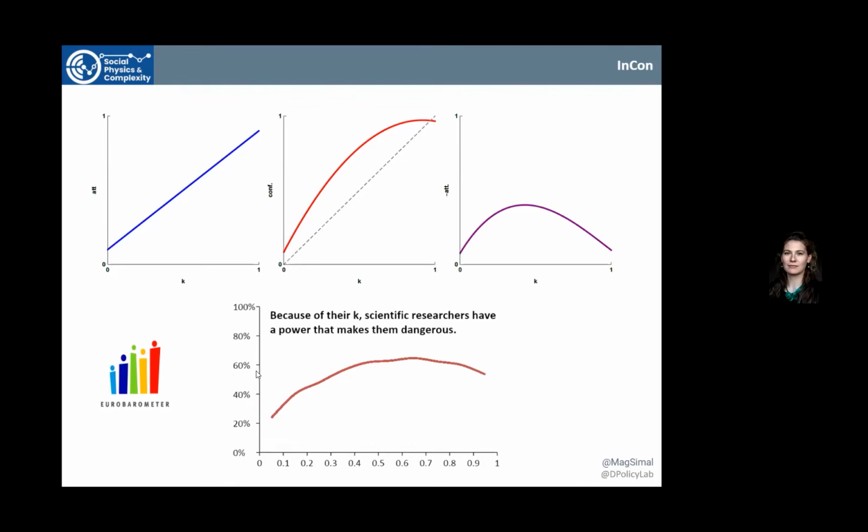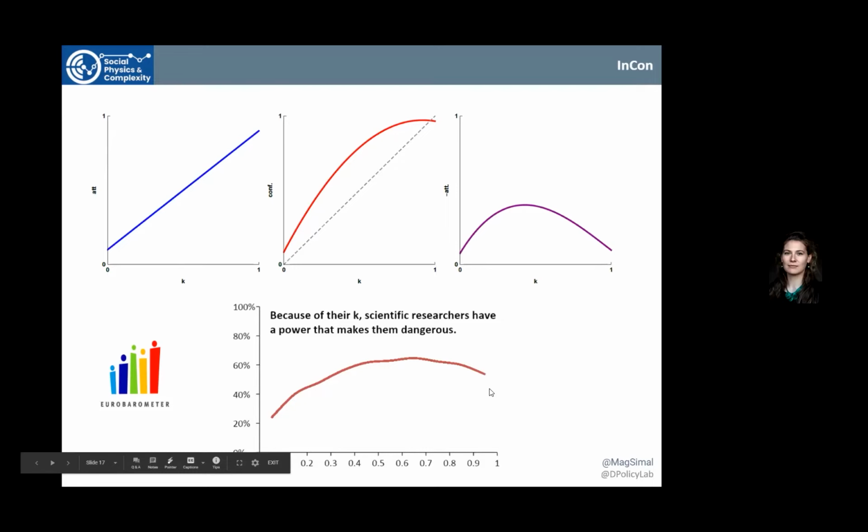And in fact, when we went back to our original data set from the Eurobarometer, looking at the relationship of knowledge, confidence, and attitude, we can see this inverted curve for statements such as, "Because of their knowledge, scientific researchers have a power that makes them dangerous." So we can see that people tend to agree with this statement at the intermediate knowledge rather than at the extremes of no or high knowledge.